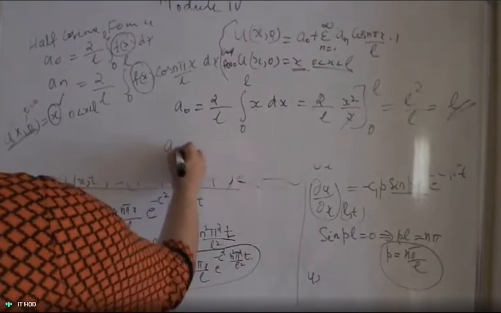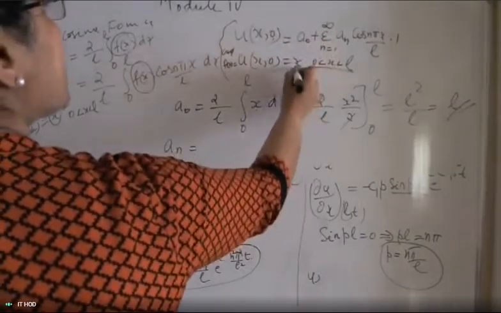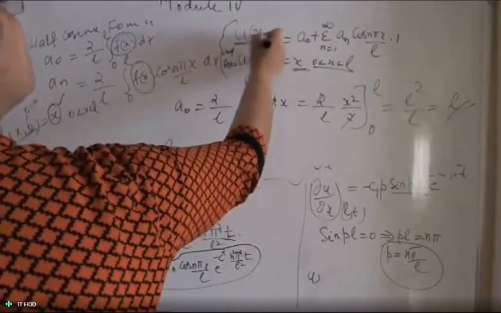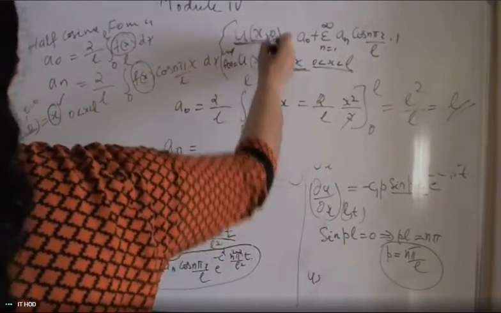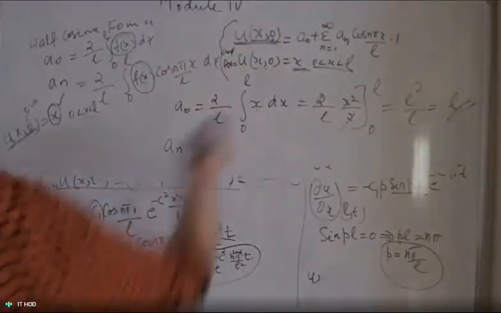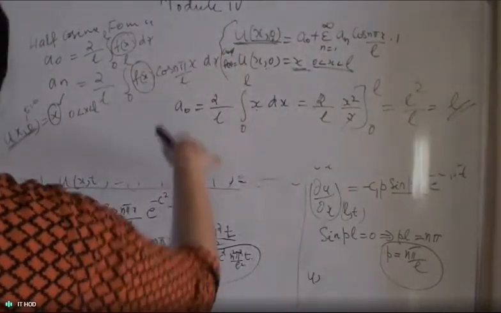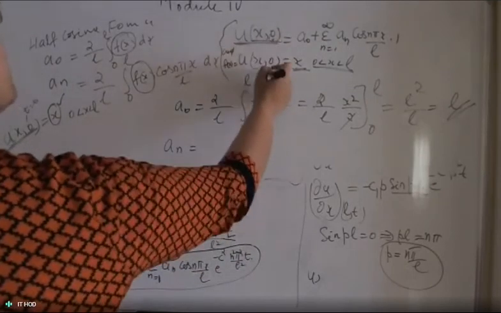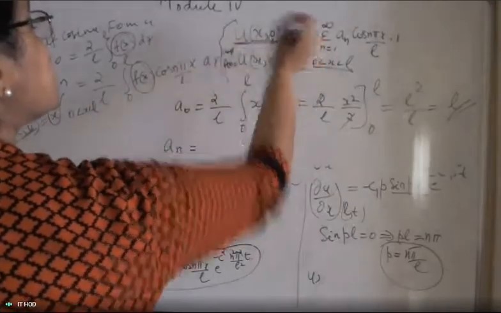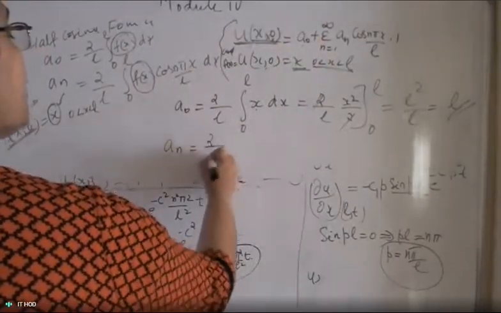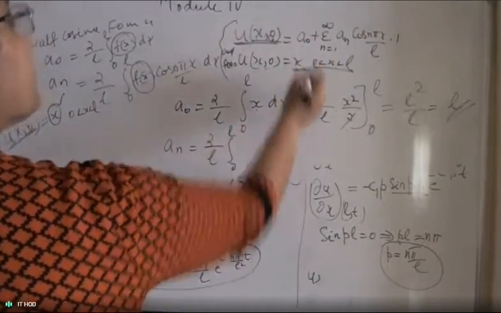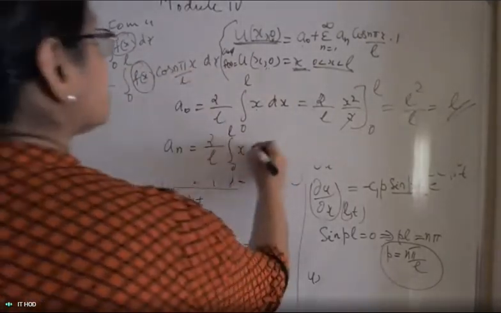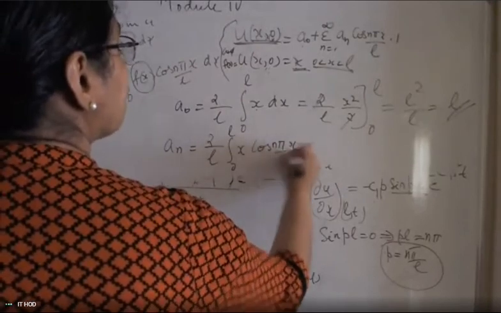Now for a n, what you have to do? In order to use this as f of x, you have to rewrite your u(x,t) into u(x,0). This must be the same, then only you can use that f of x for this part. In the earlier problem also, we did the same thing. This must be equal, then only you can use this f of x for finding a naught and a n. So this is equal to 2 by L into integral 0 to L, f of x is x, and the formula is f of x cos n pi x by L, so cos n pi x by L dx.